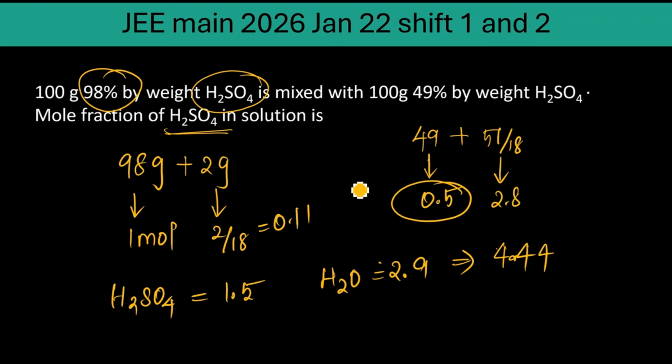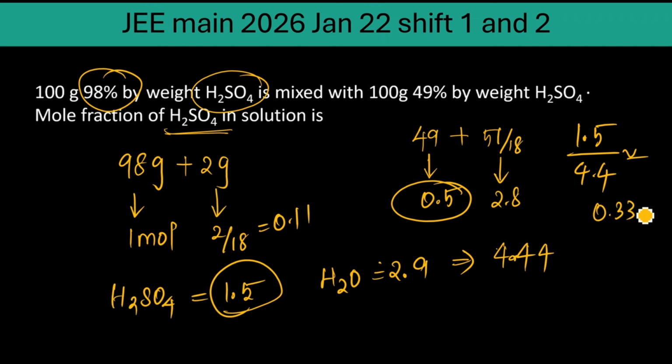Now they are asking the mole fraction of sulfuric acid only. So moles 1.5 divided by 4.4, that would be approximately 0.33. That is your answer. Okay.